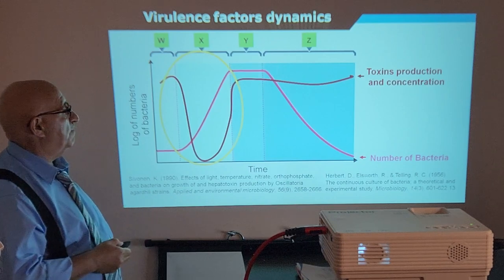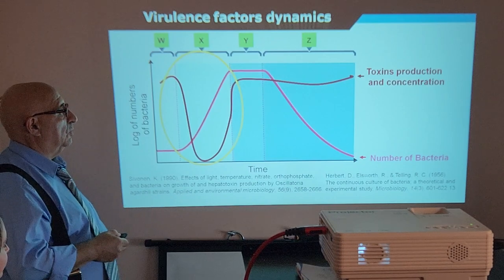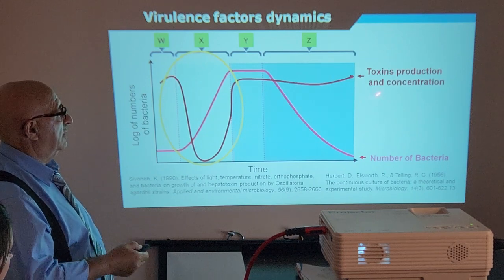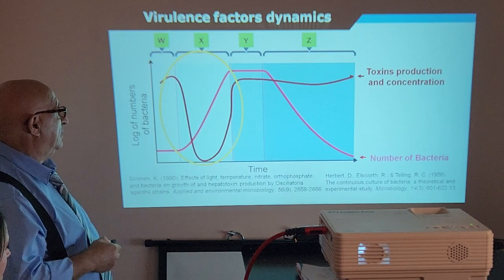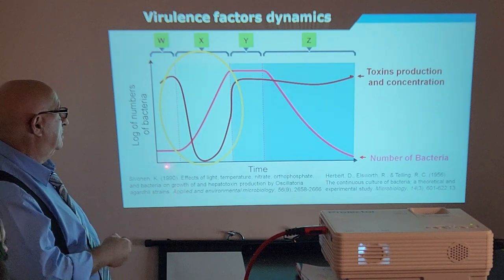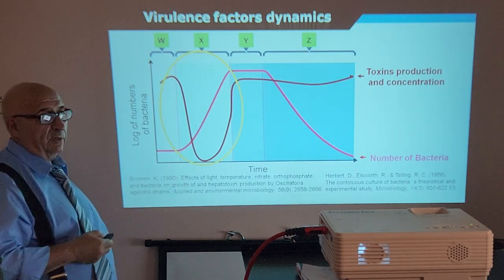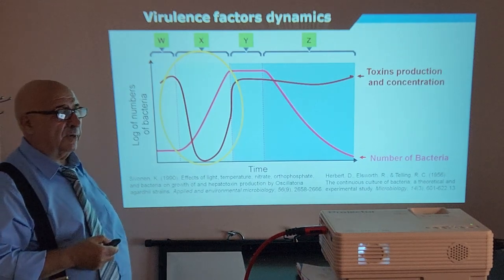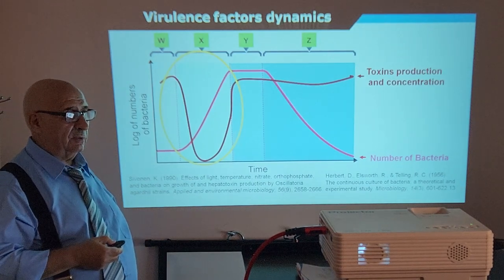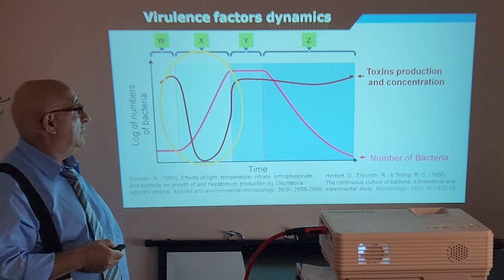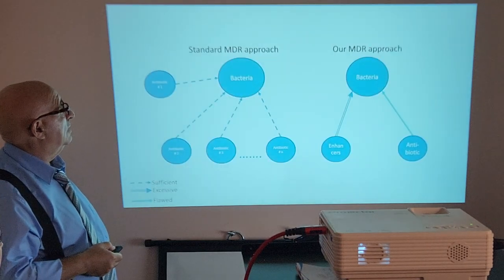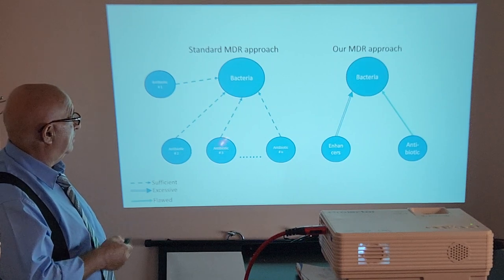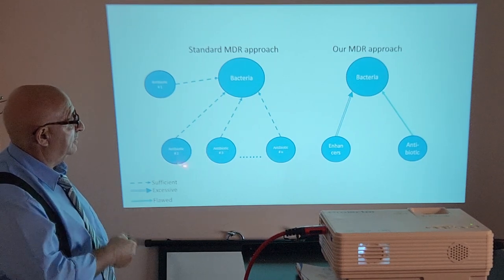But we see if you compare two curves, this one and toxin production, right? You see that when it grows and you don't use any antibiotics, practically no toxins, right? You see this one? So this we have idea. Next one, Dr. Pike. And this is the standard approach when you have more and more antibiotics.